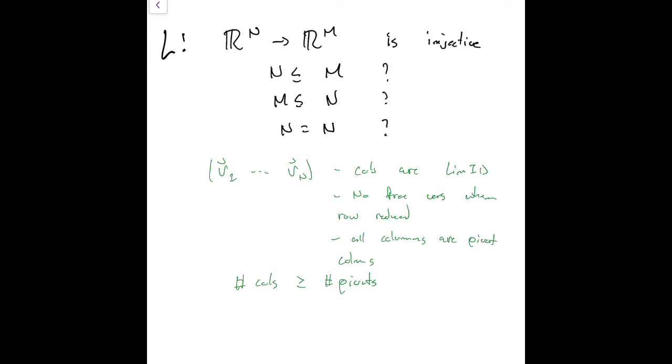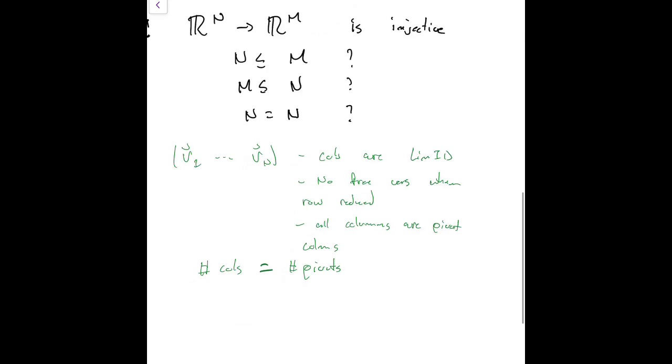If there's more columns than the number of pivots, that means there's free variables. But there are no free variables, so it means that the number of columns is equal to the number of pivots. And similarly, for a matrix in any form, the number of pivots is always less than or equal to the number of rows. Because remember, a pivot is the first non-zero entry in each row. So the number of pivots is less than or equal to the number of rows.